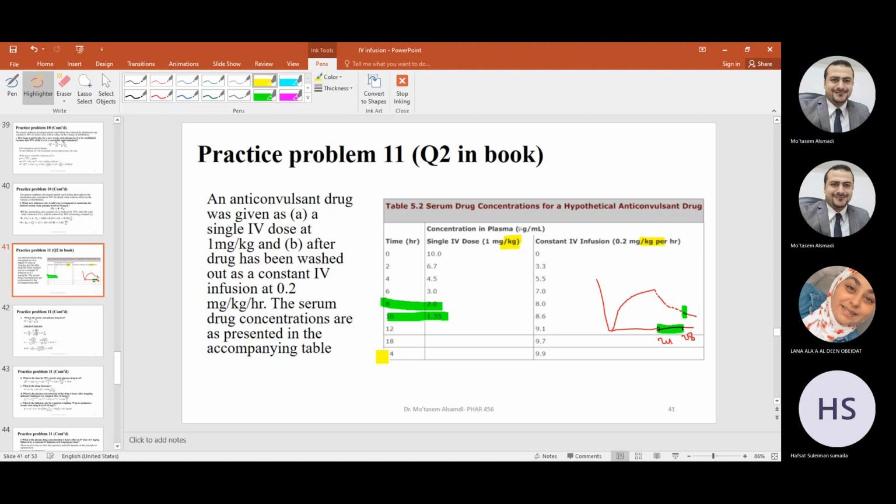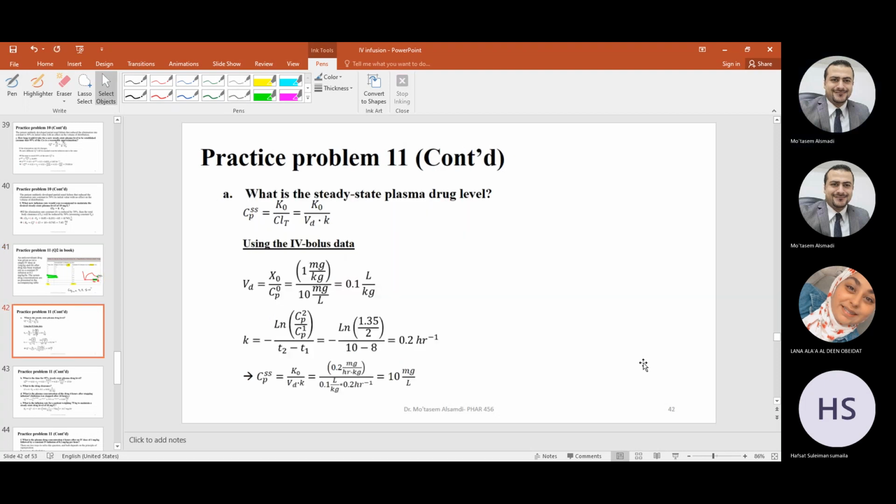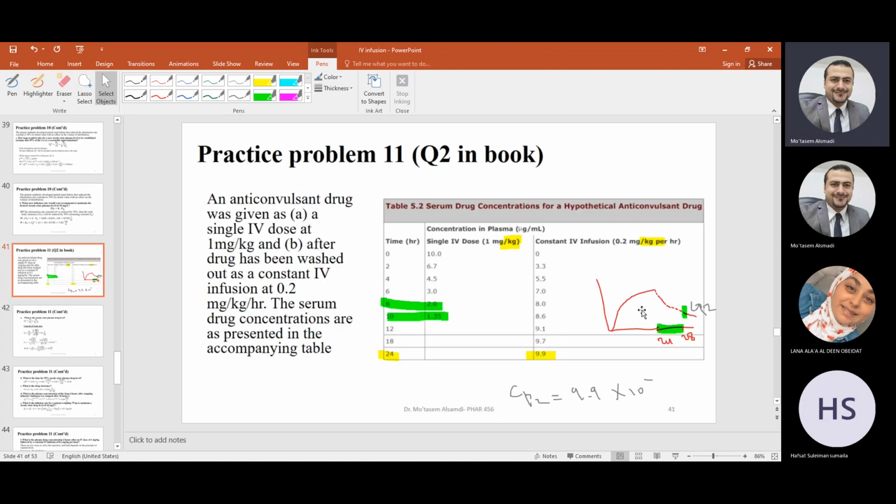or not? At 24 hours, what's the concentration? 9.9. So I know that the concentration here is equal to 9.9. The only thing that I need to do is to multiply this by what? By the decay factor. So let's call this CP2. CP2 is equal to what? To 9.9 multiplied by e to the power of minus K, which we calculated, what was it? 0.2, right?